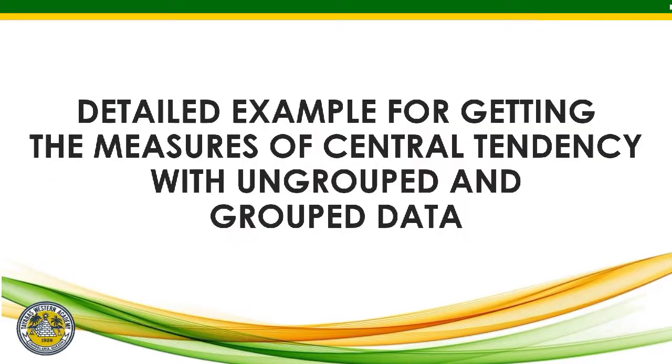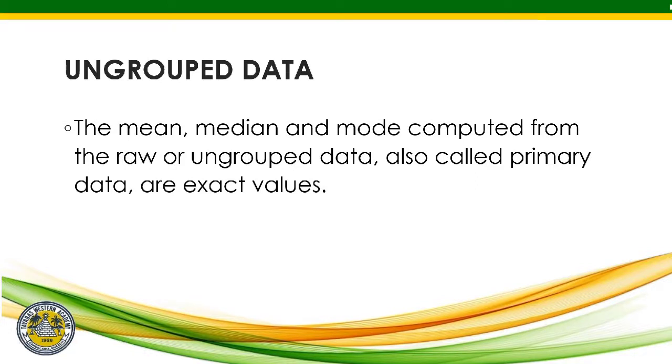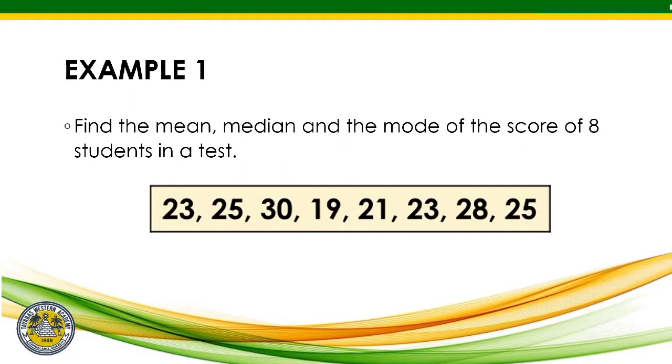So let us now have a detailed example for getting the measures of central tendency with ungrouped and grouped data. Let us have first the ungrouped data. The mean, median, and mode computed from the raw or ungrouped data, also called the primary data, have the exact values. For example, let's find the mean, the median, and the mode of the scores of 8 students in a test, wherein they have the scores 23, 25, 30, 19, 21, 23, 28, and 25.